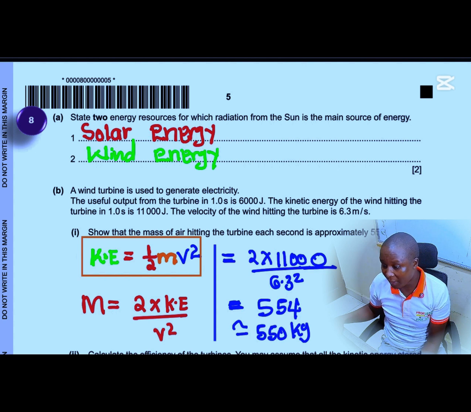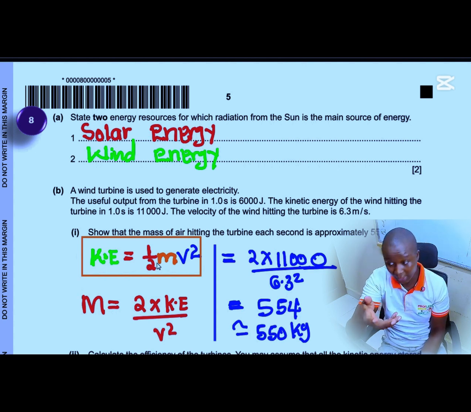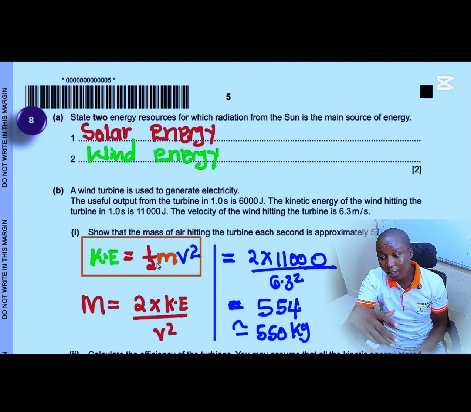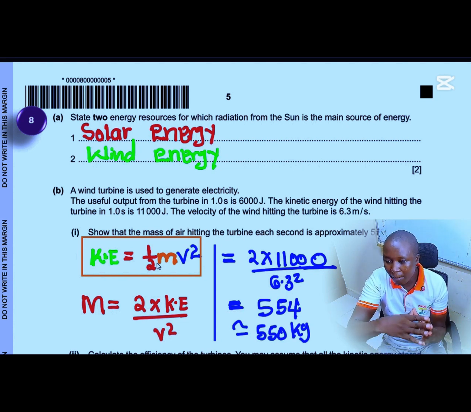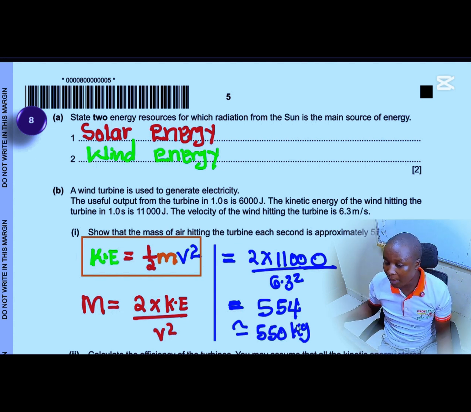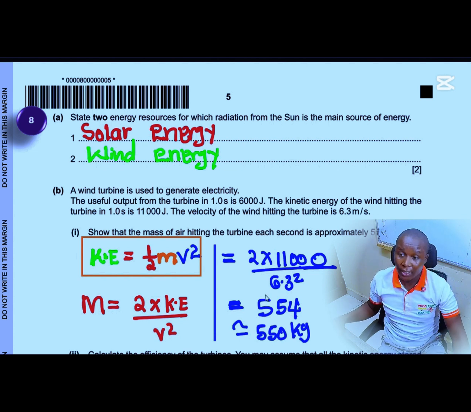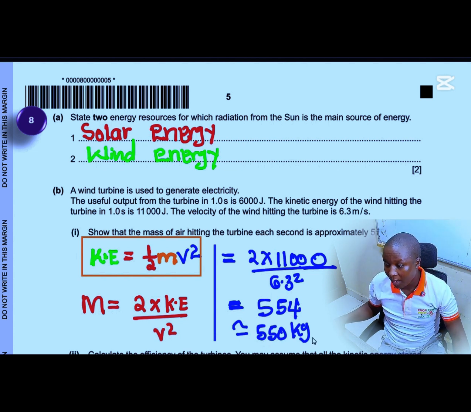approximately 550. So meaning you are going to use the formula kinetic energy equals a half mv squared as stated here in the formula, and then you are going to substitute kinetic energy as 11,000. Then we are going to make m the subject of the formula, so that we are able to say our answer becomes 554, which is rounded down to 550 kg.